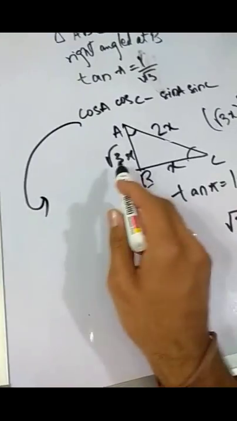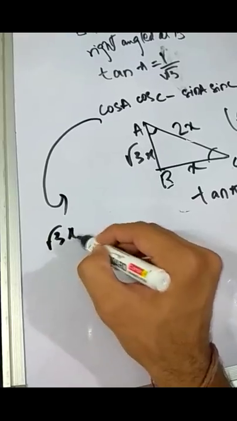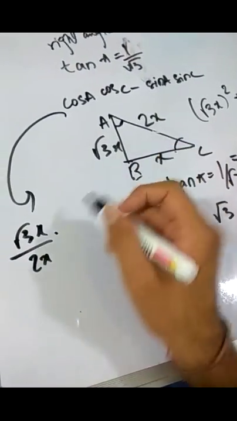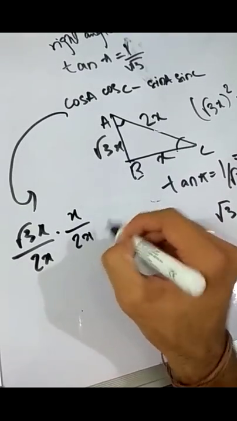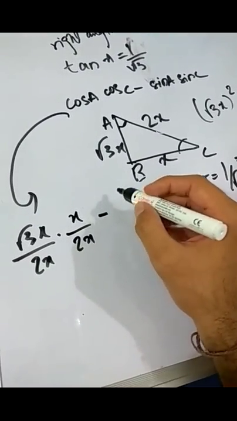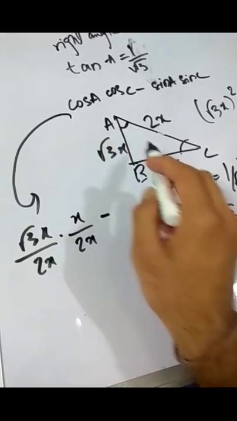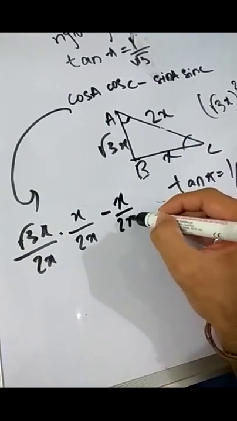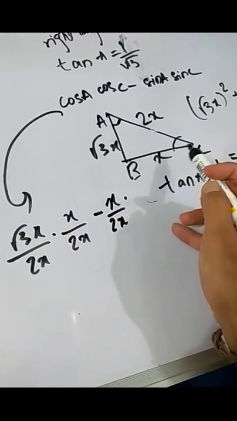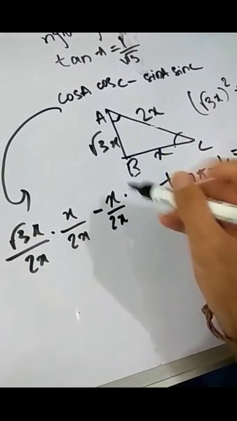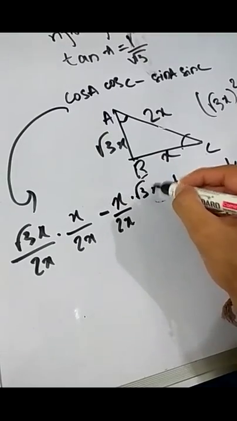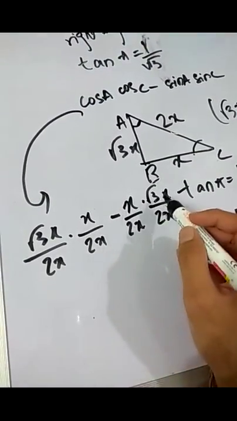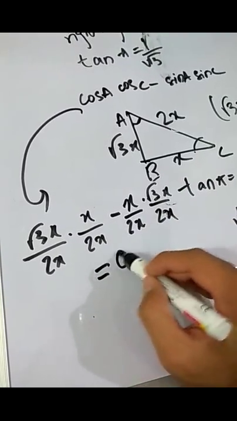Now cos A cos C: cos A is base upon hypotenuse, root 3x by 2x; cos C, base upon hypotenuse, x by 2x; minus sin A, perpendicular upon hypotenuse, x by 2x; sin C, perpendicular upon hypotenuse, root 3x by 2x. We can see that both these quantities are same, so the answer equals 0.